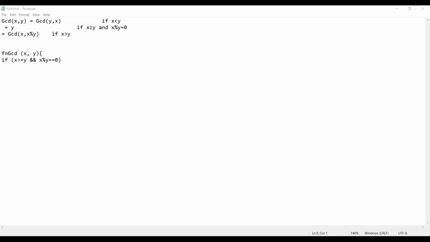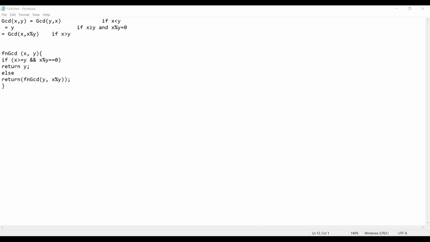Then it will return y according to rule 2. Otherwise, we have to go to the else block. Here the function then calls itself, so we write down inside the else block, that is, else, then this. And finally, we have to close our algorithm. In this way, we have to implement the recursive function of the GCD algorithm.